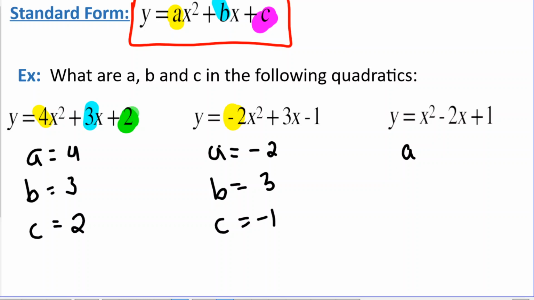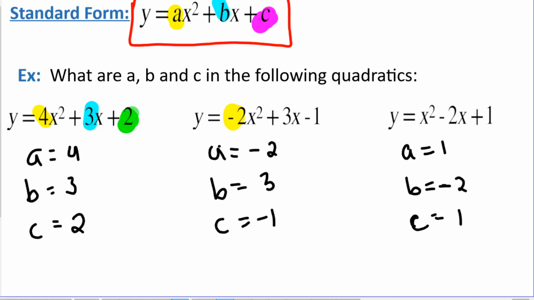So we should get that A here is +1. It can be tricky when we don't see a coefficient, but remember that an invisible coefficient is always a factor of 1. B is -2. Again, keeping an eye on the sign, we have only positives in our general form, ax squared plus bx plus c. So if we're seeing subtraction, that means we're actually adding a negative version. So here we're adding -2. That's telling us that b is -2. And c is +1 in this last one.